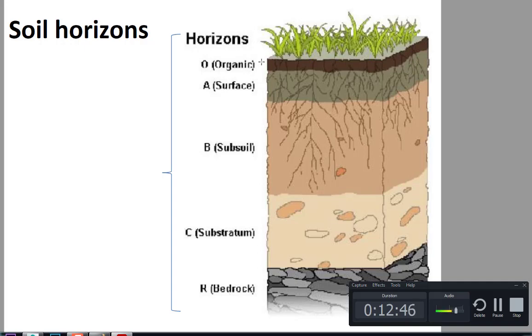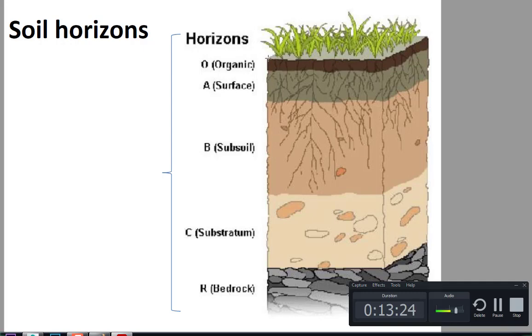Second, if you categorize this, we can classify it like O level. O means the organic level, A for surface, B for subsoil, C for substratum and R for bedrock. So you can classify the different segments of soil horizontally. The O is the organic matter, the humus layer. This one looks dark brown in color, and it is a highly productive layer. And the soil fertility totally depends on this organic matter or humus layer.